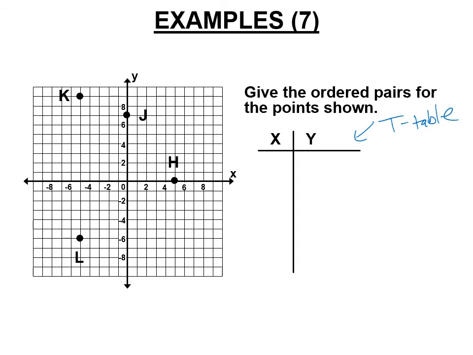So let's start with H. H is 5, 0. All right, so you're not labeling it in the table which one is which, but you're putting the points in this table. J is 0, 7. I skip I because it's 1. K, -5, 9. L, -5, -6.